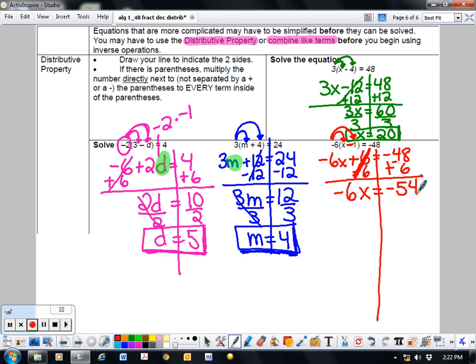Okay, now this is a negative 6 times x. Because they're side by side, it's times. So I divide, because the opposite of times is divide, so I divide by negative 6. So the 6 will cancel and the negative will cancel, giving me x. Now here, I've got two negatives, top and bottom, so they're going to cancel each other out to become positive. So I just have 54 divided by 6, which would give me a positive 9.